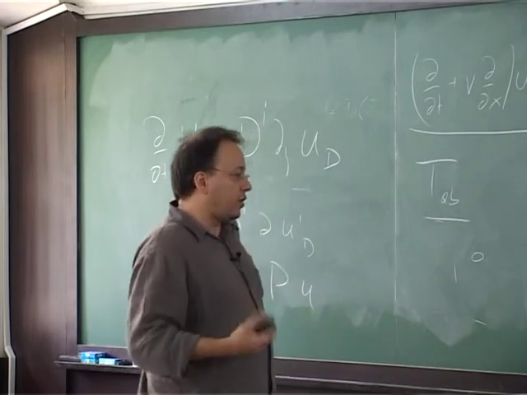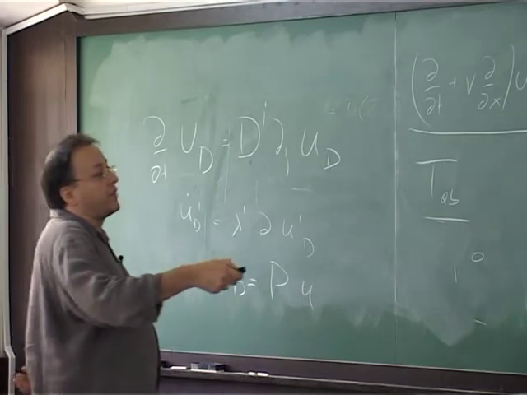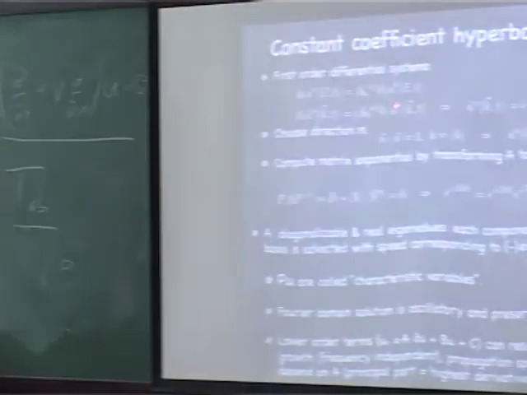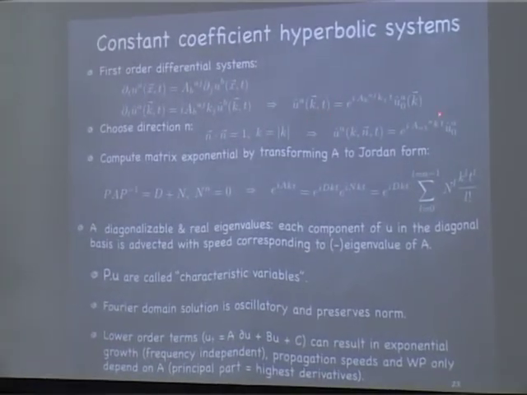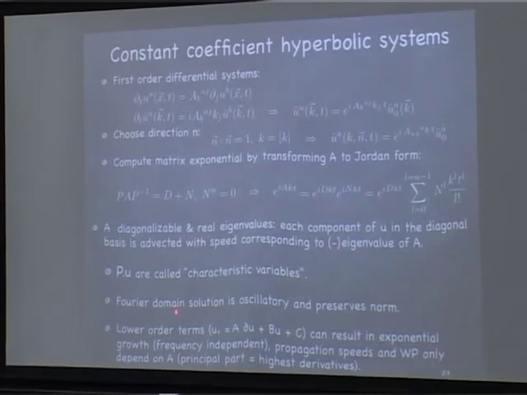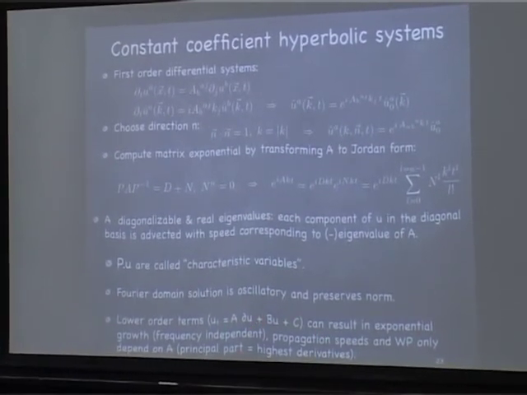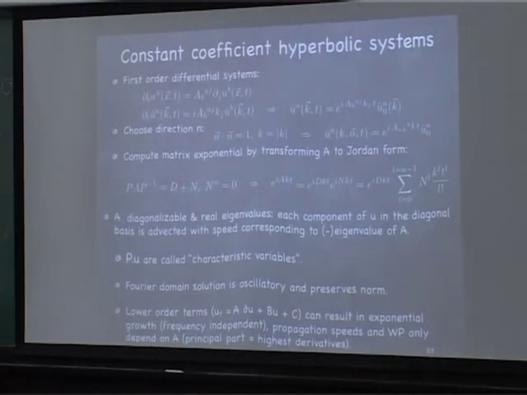So we said that the Fourier domain solution is oscillatory and does preserve the norm. This is a very simple case, right? We didn't have any lower order terms. We could have a constant term, or a term proportional to u itself. Here we had u_t equals A du, but we could have other terms as well. What happens if we have these lower order terms?